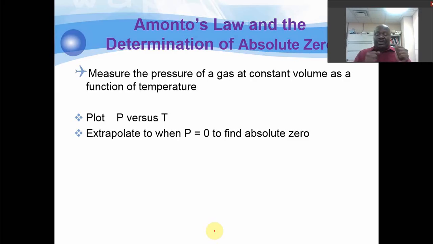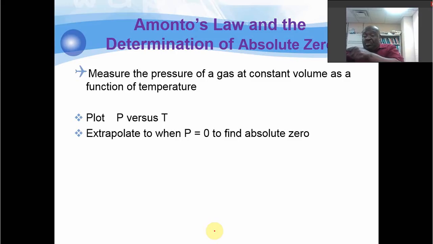So what we're going to do is keep the number of moles the same, keep the volume the same. We're going to change the temperature and measure the pressure. Here's a sphere that will connect to a temperature sensor. Connect that to the pressure sensor and temperature sensor. The sensors are in here.